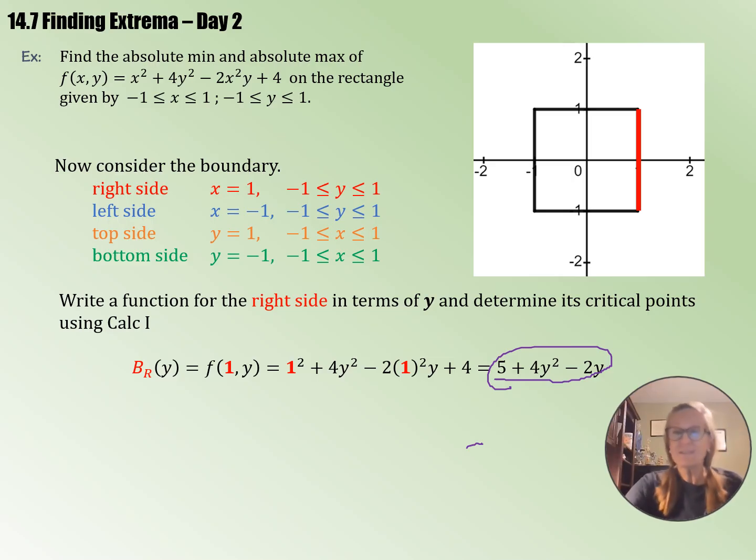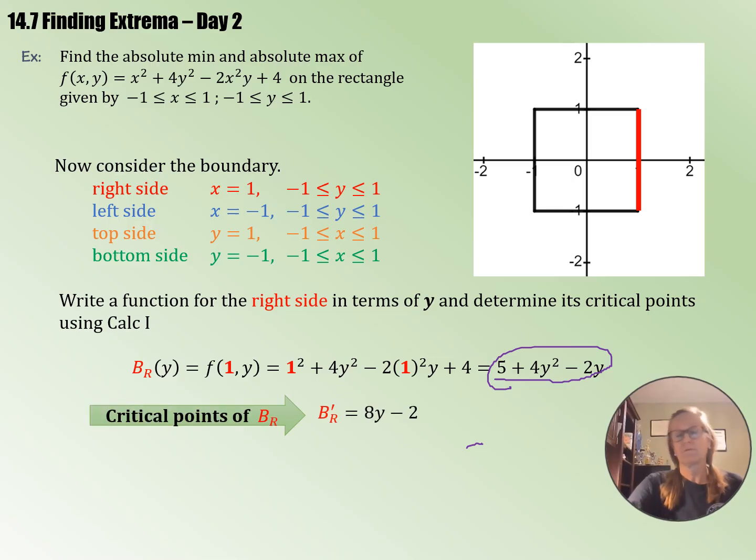Now take its derivative, set it equal to 0, and do single variable calculus. The derivative is just 8y minus 2. That's 0 when y is a fourth.